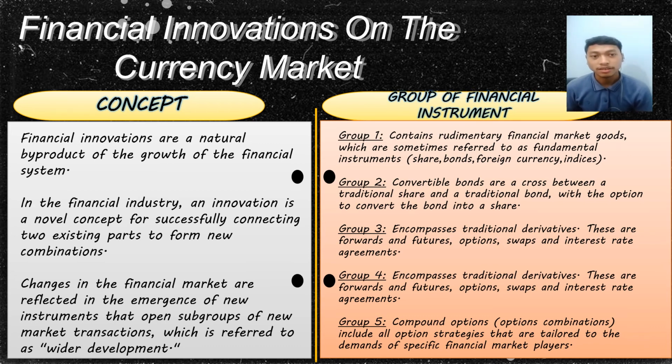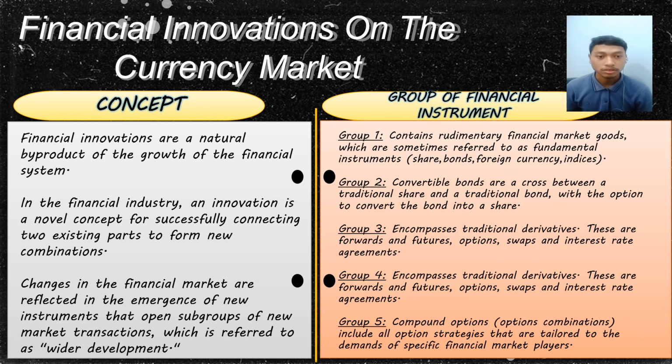Next, there are 5 groups of financial instruments. Group 1 contains rudimentary financial market goods, which are sometimes referred to as fundamental instruments, like shares, bonds, foreign currency, and indices. Group 2, convertible bonds, are a cross between a traditional share and a traditional bond, with the option to convert the bond into a share.